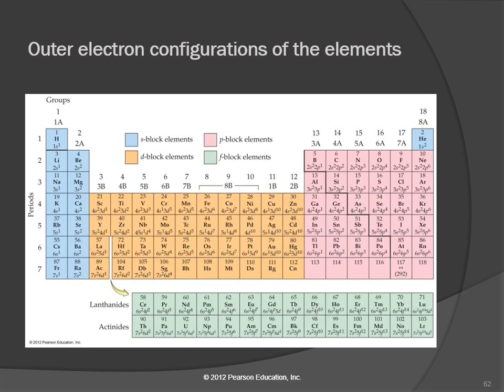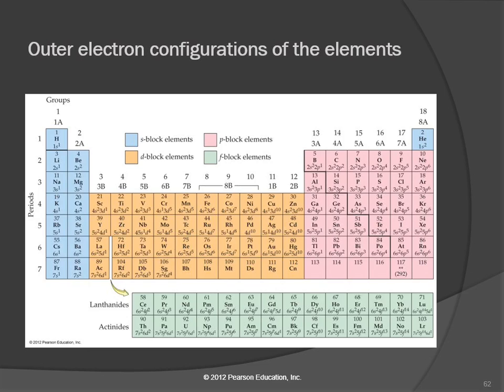So let's look at the whole thing now. So here it's color-coded. This is the S block. This is the D block. This is the P block. And then these guys down here would be the F block. We're not going to visit the F block. Question? We're not going to do the D block either, right? We're going to do a little bit of the D block. Just a little bit. Maybe just the first row. I can't remember exactly.